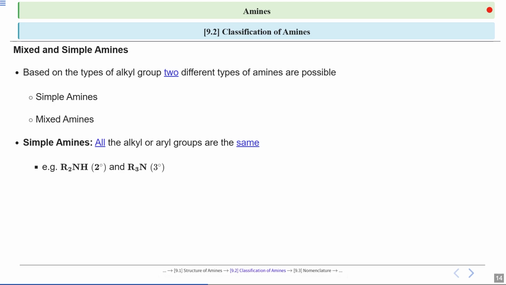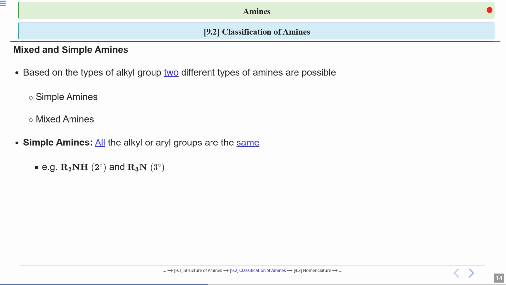If you look at this example over here, then you'll see it is R2NH. Over here you will see both R groups are same. And this is a secondary amine. Why? Because two hydrogens are replaced by two alkyl or aryl groups. Over here you will see R3N. That means all the three R groups are identical over here. And it is a 3-degree amine because all the three hydrogens of ammonia are replaced by alkyl or aryl groups.